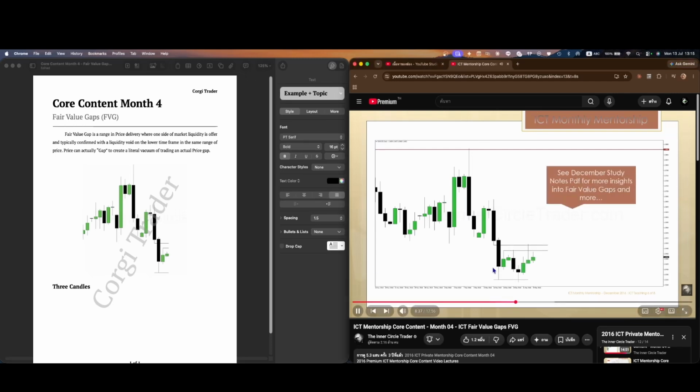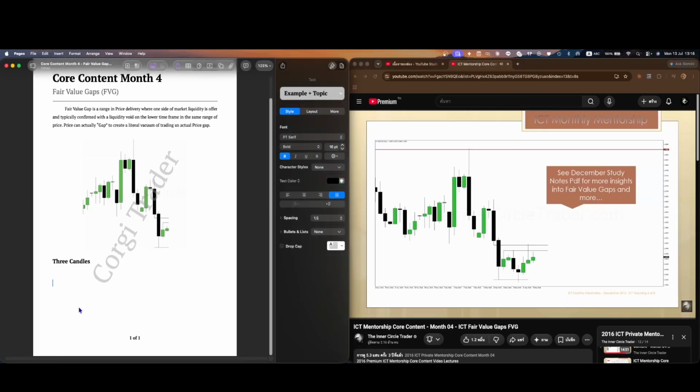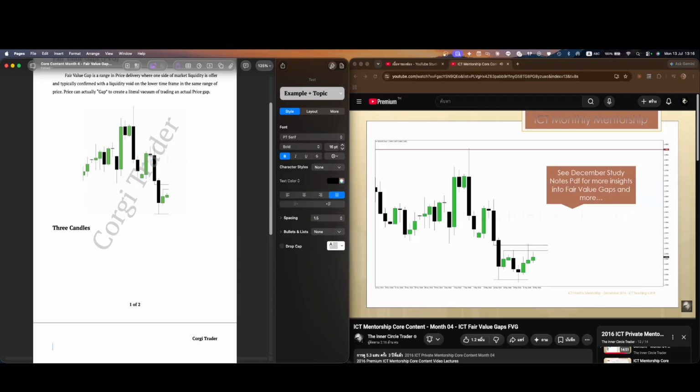So while there's a lot of information about fair value gaps and breakaway gaps and measuring gaps that's going to be coming your way in the form of the December study notes, just understand that everything that's been shown here is reversed for buy side liquidity runs where the market will come back and close in a fair value gap that's below the marketplace to seek to fill in the sell side liquidity.